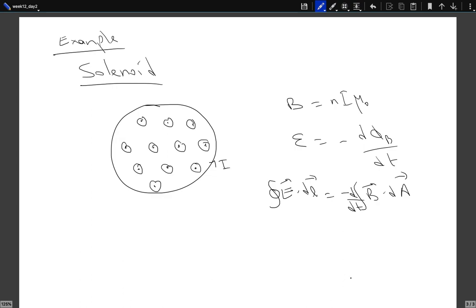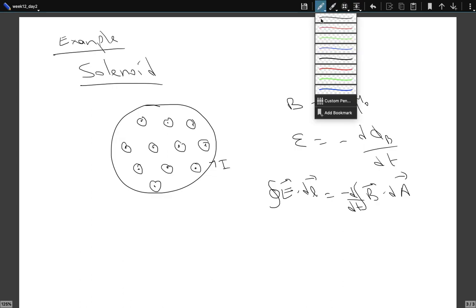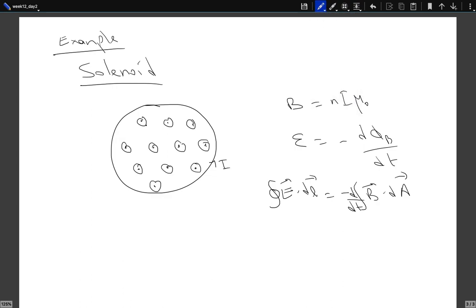Secondly, what can we do to my system that doesn't change anything? I can just rotate my system around its axis. It doesn't change anything, so the electric field also shouldn't change. Now, the electric field lines that satisfy these properties will be just circles. So this is a possible electric field line. It doesn't change on the rotations. It doesn't start, it doesn't end. So it satisfies my properties.